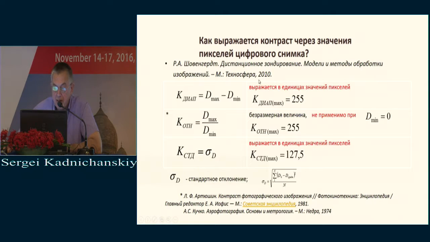Let's take other possibilities to manifest contrast in different literature, like Schoenberg's book, The Remote Sensing Models and Methods of Image Processing, you can see here. So we have the following set of formulas to define contrast.